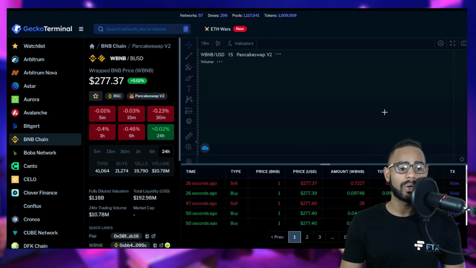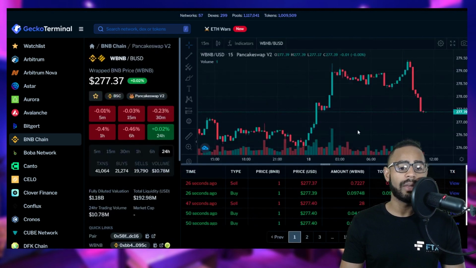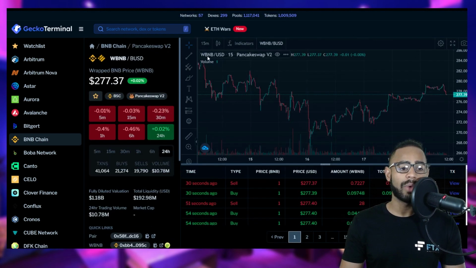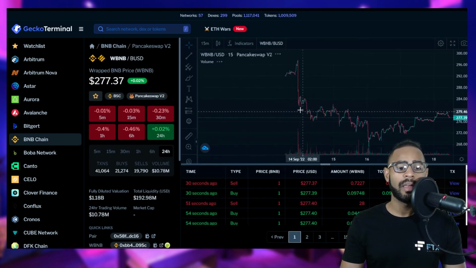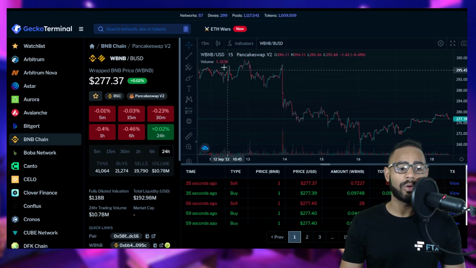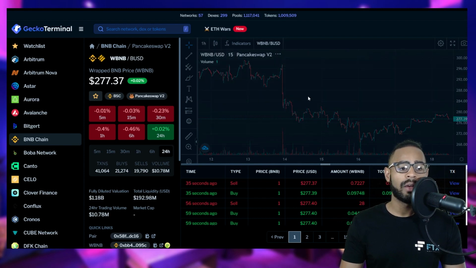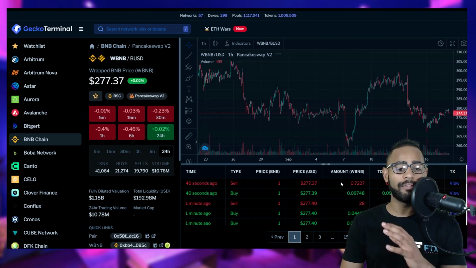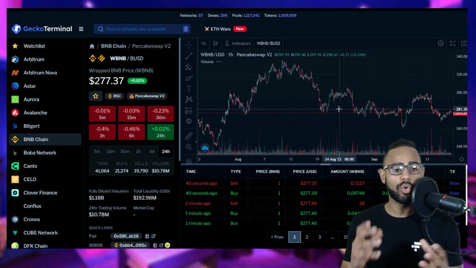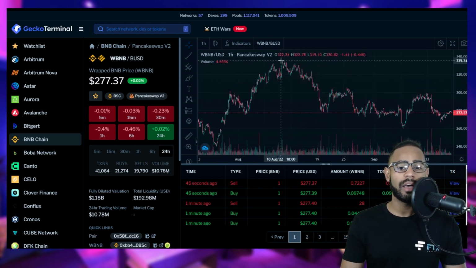Let's look at the liquidity and see if it's going up or down. We can see here, this is the wrapped BNB and USDC pair. And you can see it has been trading down a little bit. Let's go to the 1 hour view. It's very good that they integrate the TradingView tool into this. So you can see here we had a top of 335 on August 10th, and we've been slowly trending downwards all the way to 277.